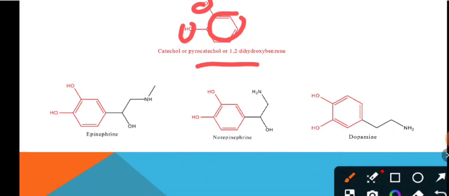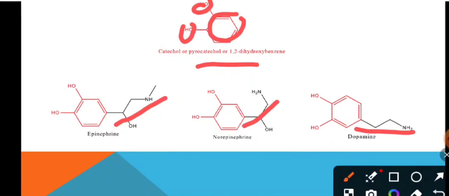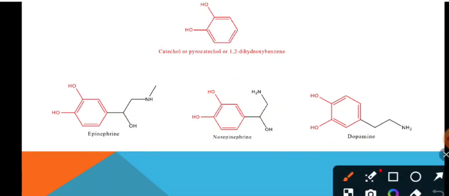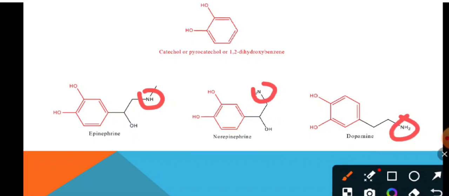Along with this ring, catecholamines contain the side chain amine. This is the side chain amine present in all three structures. This side chain has only one amine group, hence they are monoamines. They are the organic compounds which are 3,4-dihydroxy or catechol derivatives of phenylethylamine.